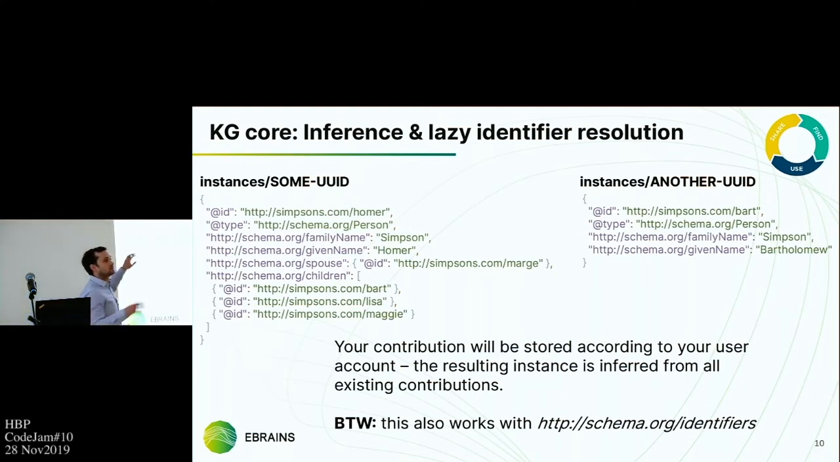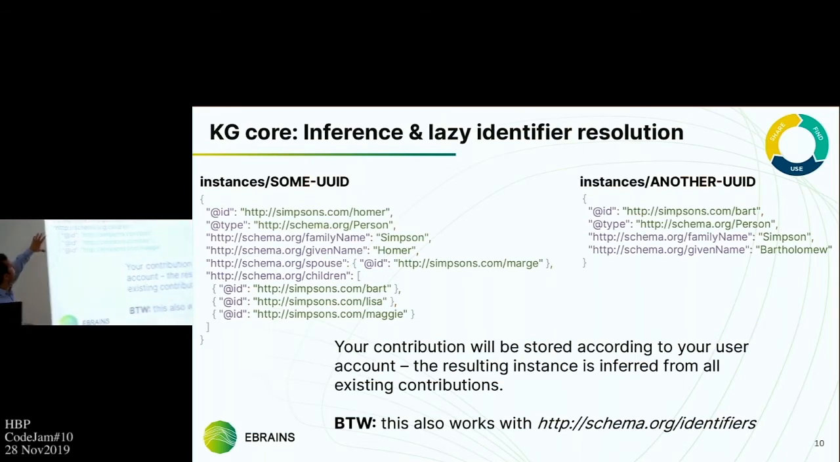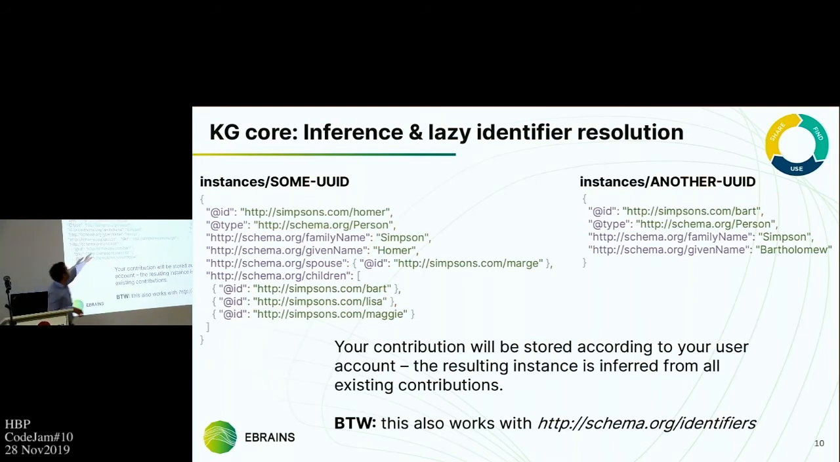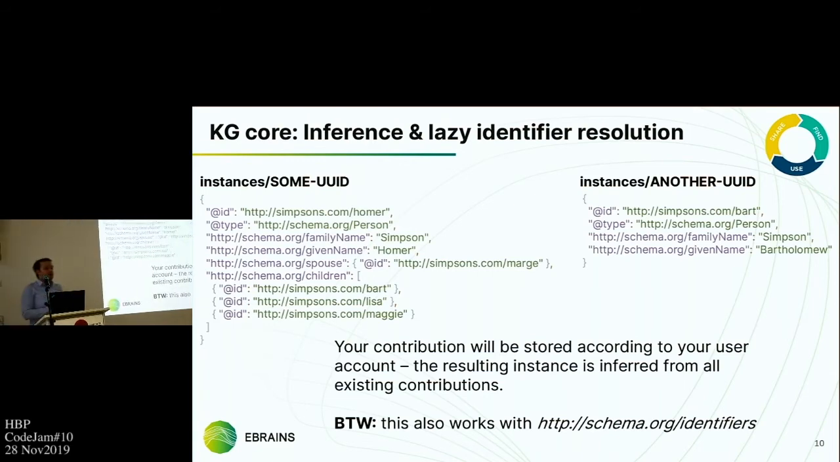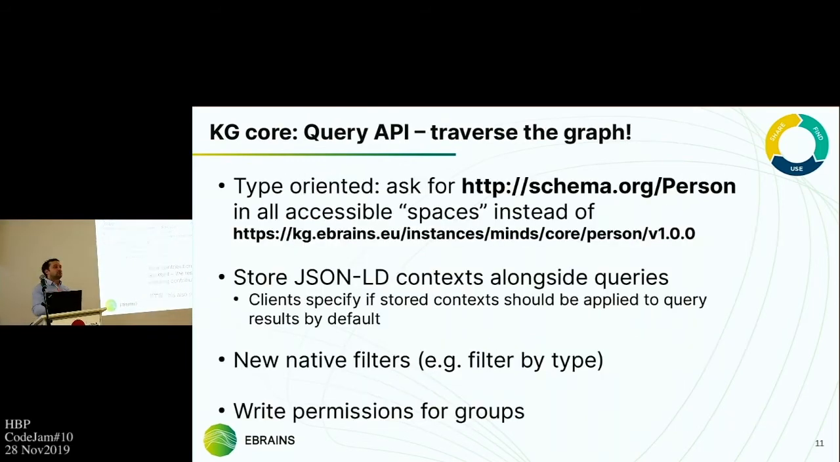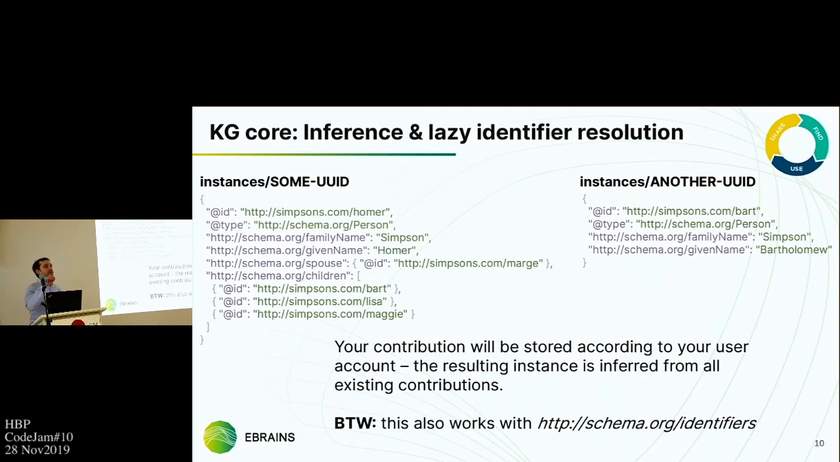Sorry for the Simpsons all the time, but I think it's easy to understand that way. So you're uploading that payload here. You're declaring, I'm talking about simpsons.com/Homer, and I give the family name, the given name, and I give links to Homer's spouse and Homer's children. That's what I'm saying here in JSON-LD. What happens with this one is it gets uploaded, it gets its own UUID.